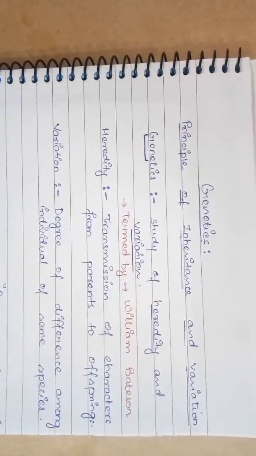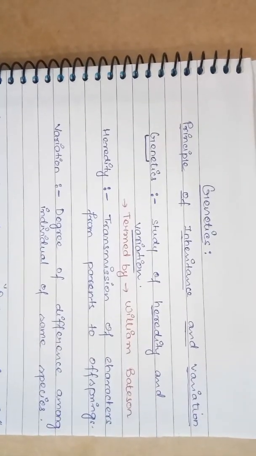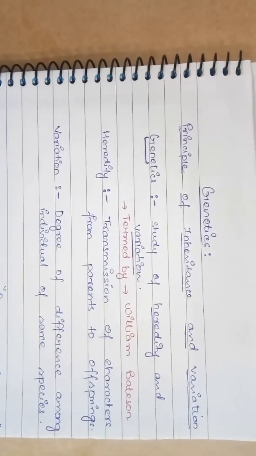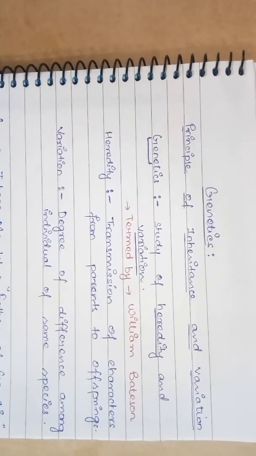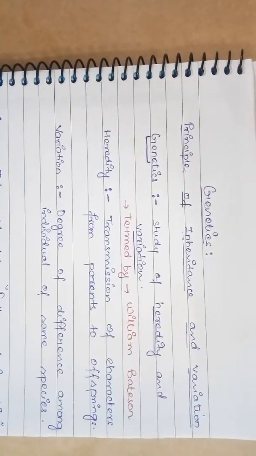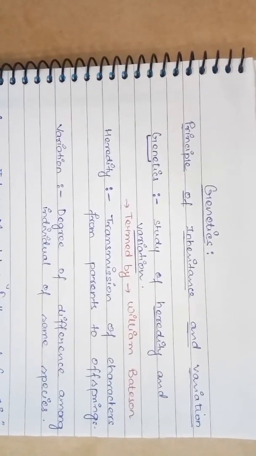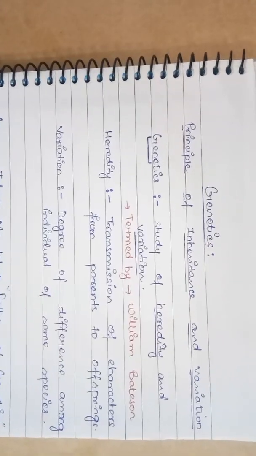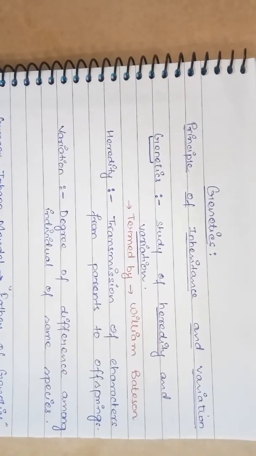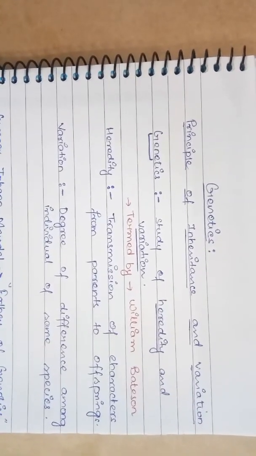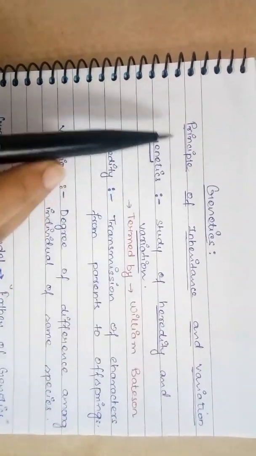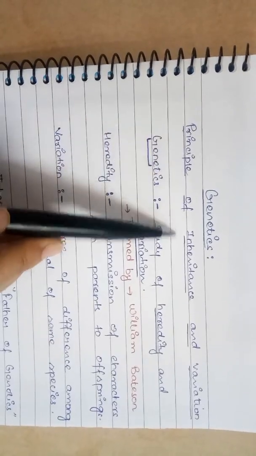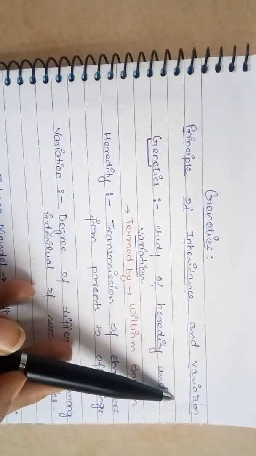Today we are going to start with genetics. This is a topic from class 12. This topic is divided into two parts. One is the principle of inheritance and variation, and the other one is molecular basis of inheritance. So first we will start with the principle of inheritance and variation.